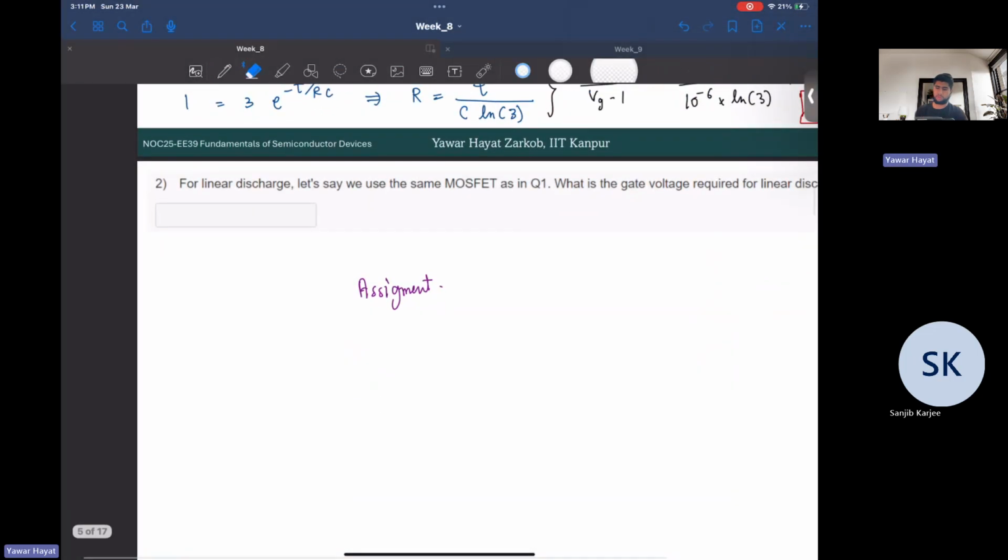Now, what about this problem? Now the discharge is no longer exponential but linear, right?